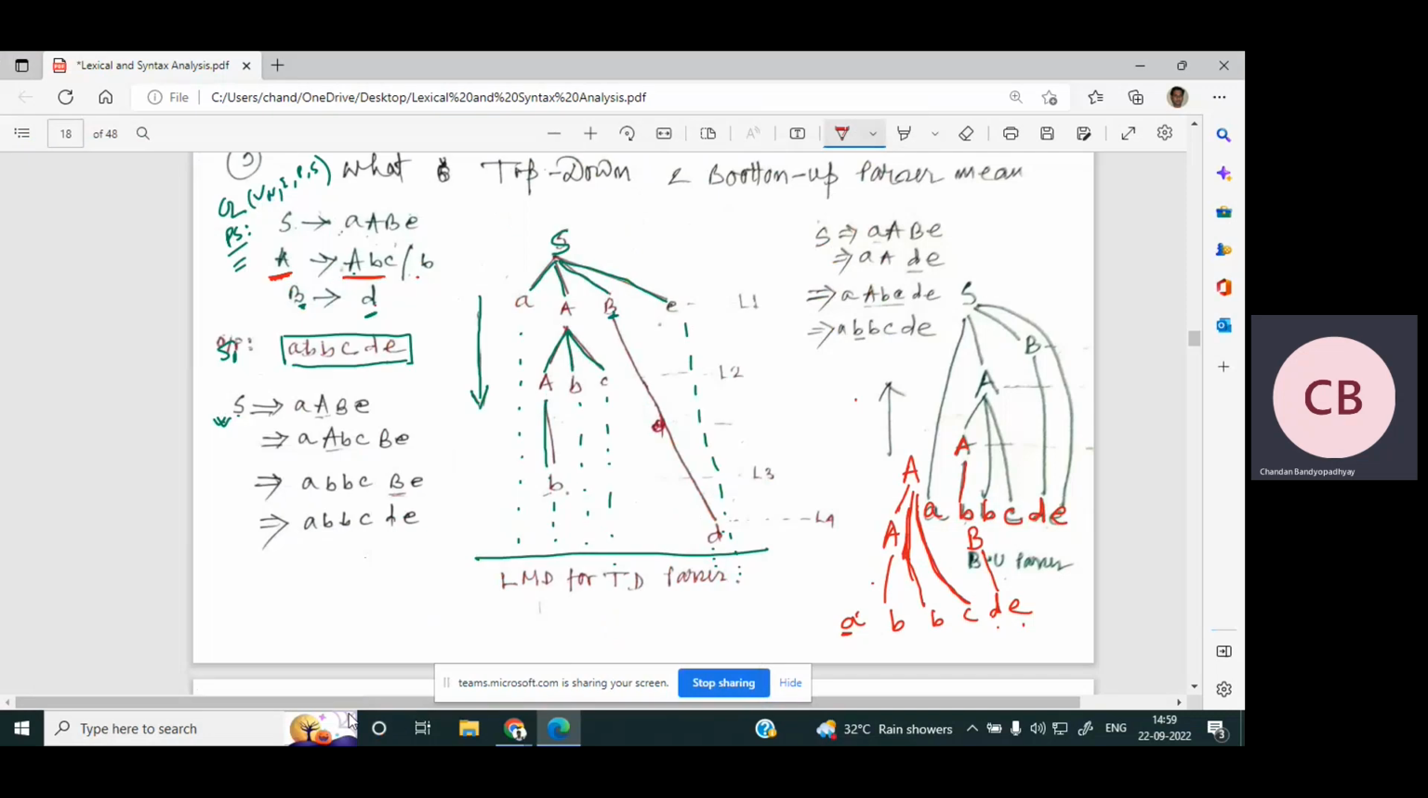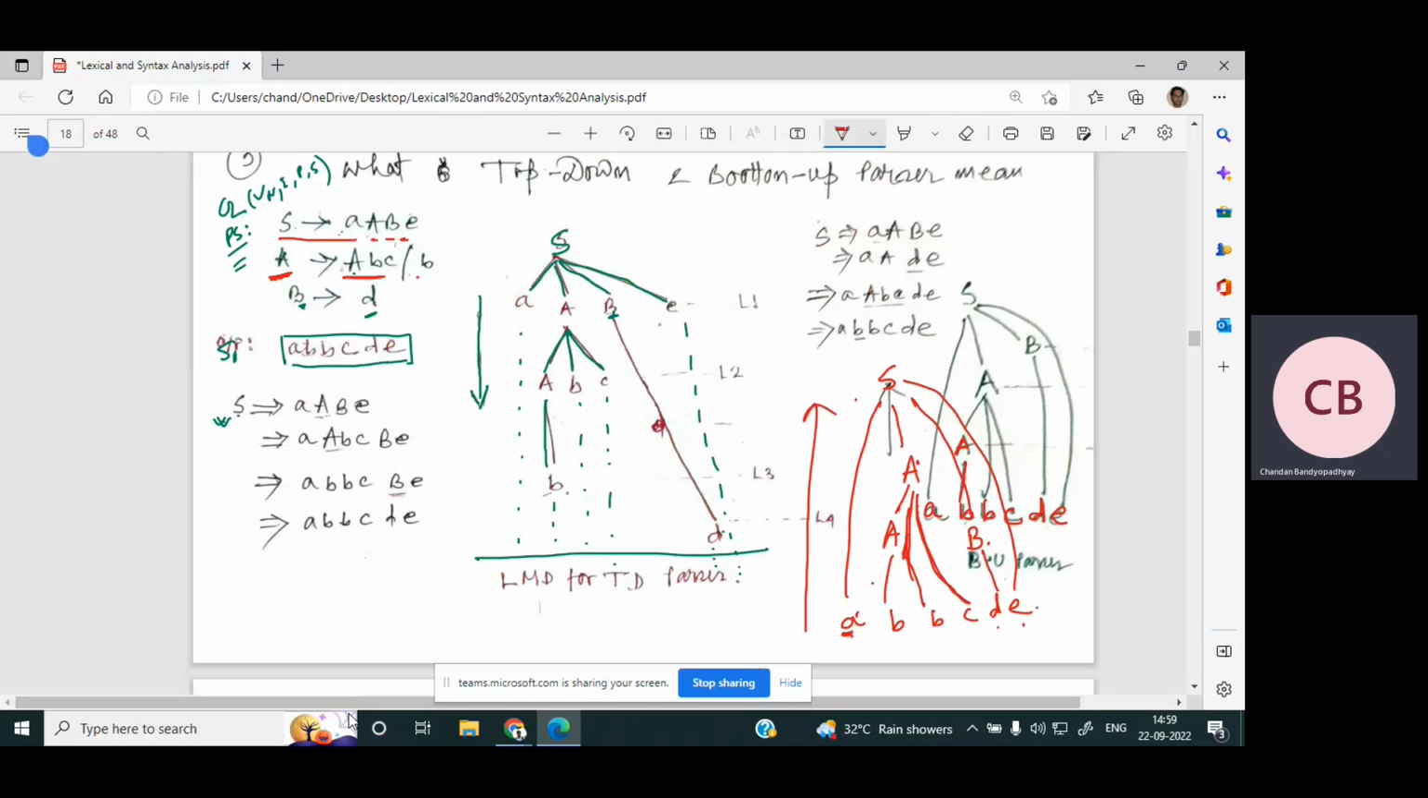D can be realized by B. Now what we have? A, capital B and E. So you check in the S: small a, capital B and small e can be realized from S. So that means I am approaching from bottom up. So this is a bottom up parser over which we can design.